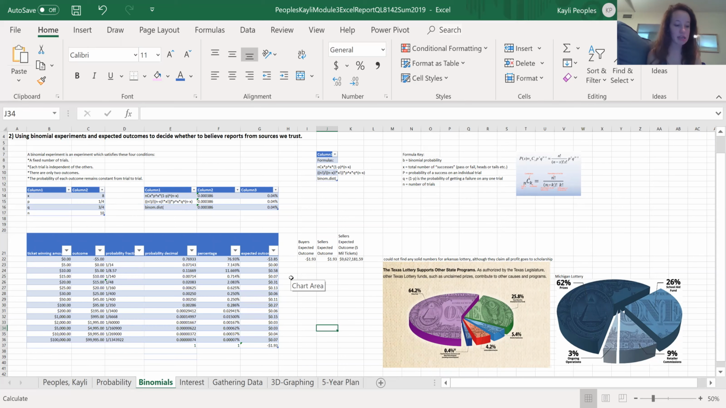Binomial distribution is only ever between two numbers, therefore it's not continuous as normal distribution is. A binomial experiment has to have a fixed number of trials. Each trial is independent from each other, and there are only two outcomes, and the probability of each outcome remains consistent from trial to trial. So there's a lot of things that are factored into whether or not you can even use a binomial experiment for something.